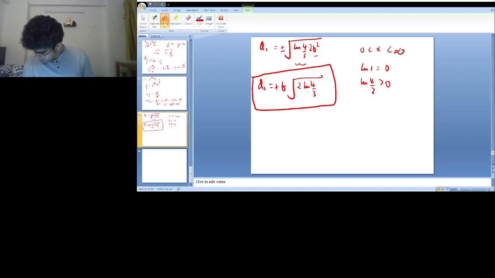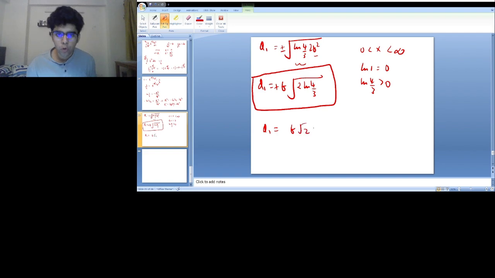So they have written it like this: q1 is equal to b root 2 root log 4 by 3. They have written log, they have taken the base as 10, I guess. I have taken ln. I think they should use ln here, right? So q1 is clear. Now I'll be finding out q3.